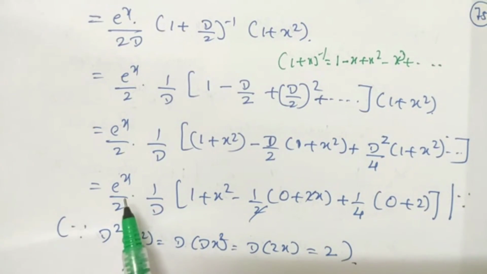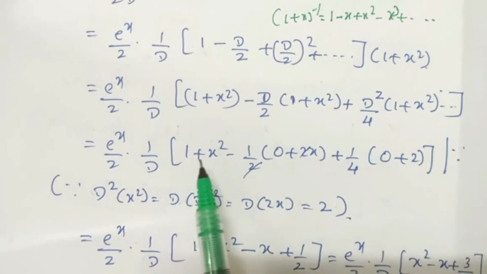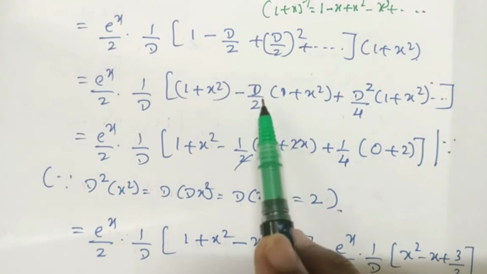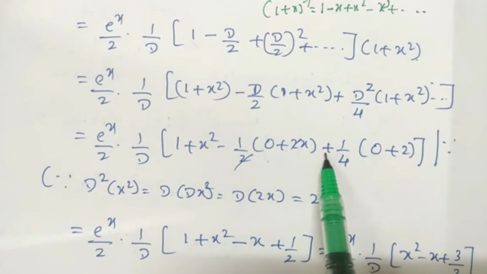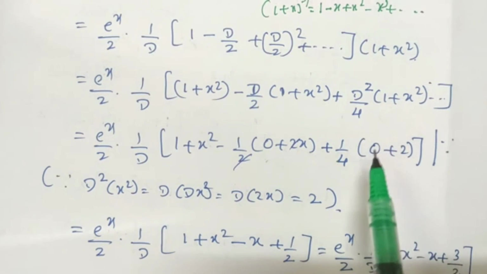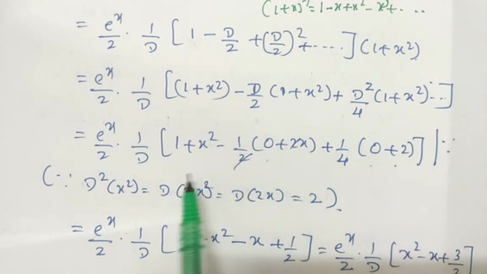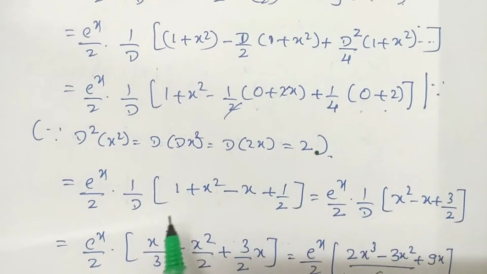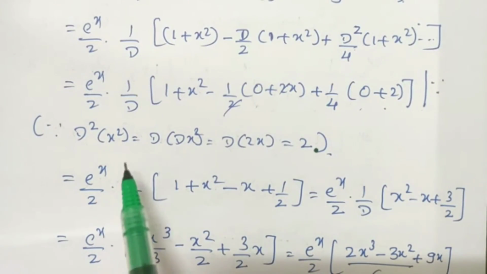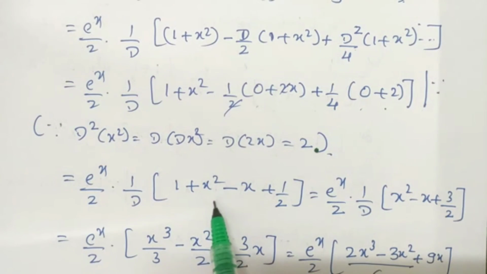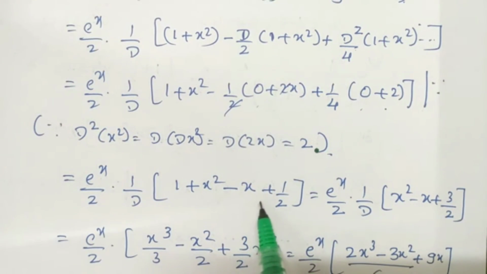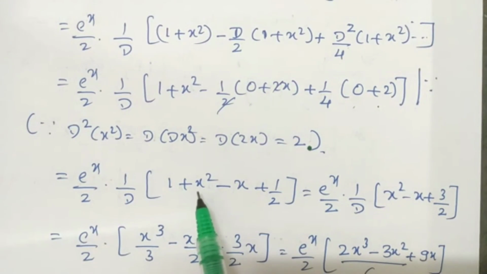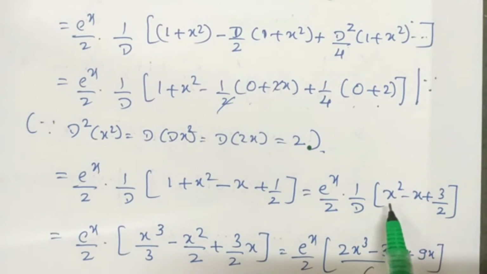So here it is e raised to x divided by 2, 1 by d of 1 plus x square, minus 1 by 2. The derivative of 1 is 0, the derivative of x square is 2x. Then plus 1 by 4, as it is. The second derivative of 1 is 0, the second derivative of x square is 2. Here I have given how to find the second derivative of x square; it is 2. Simplify this and you will get the result. It is e raised to x by 2, 1 by d, 1 plus x square minus x. Then 1 by 4 times 2 is 1 by 2. So now 1 plus 1 by 2 is 3 by 2, and the rest remains as it is.